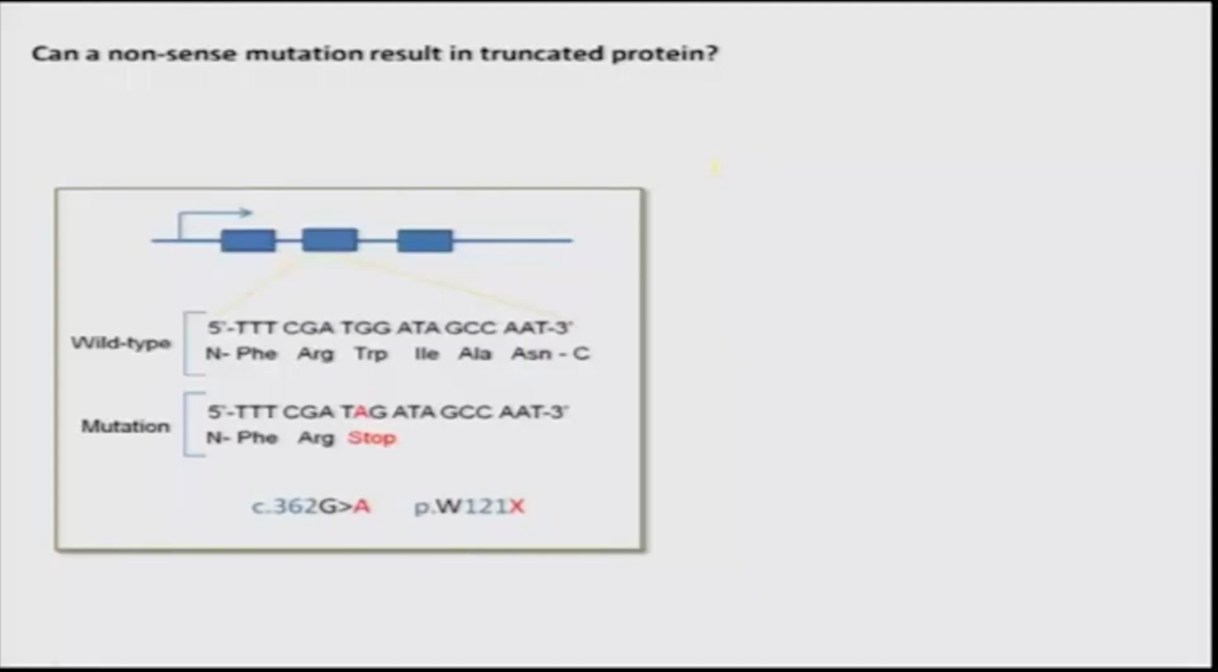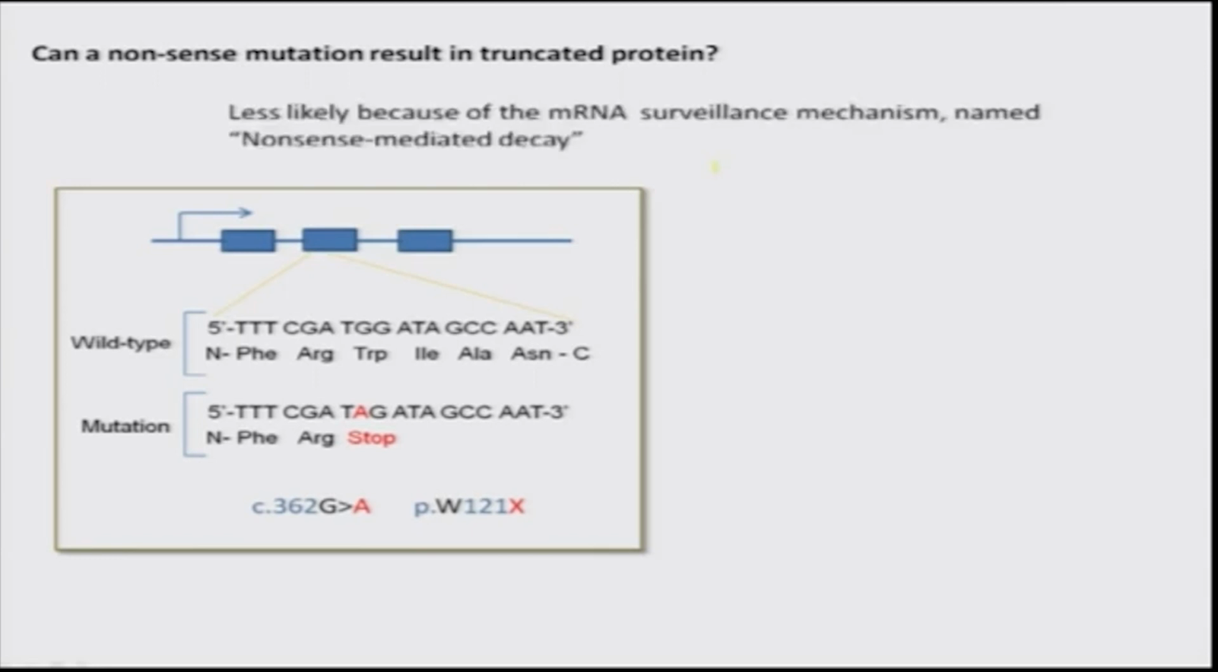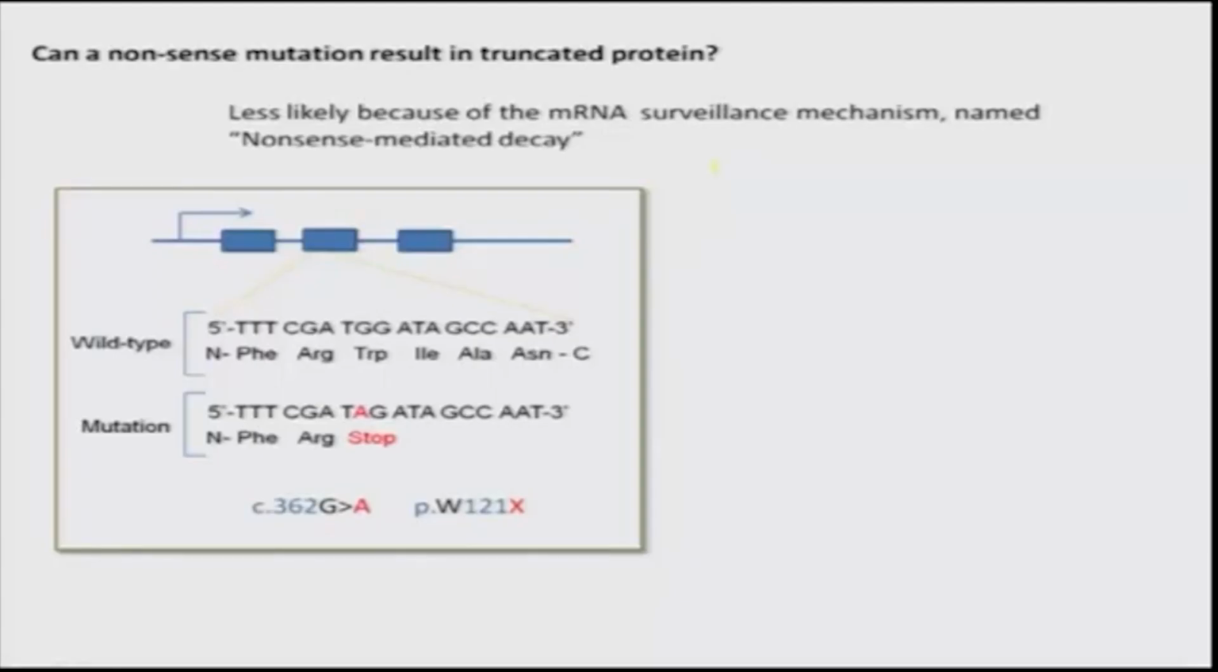So the question we are going to ask is, can a nonsense mutation, meaning a mutation that gives a stop codon as the message instead of an amino acid, result in a truncated protein? If you have such a change, that is going to tell the protein synthetic machinery that you have to stop here, like what is shown on the screen. So would it result in a truncated protein? Less likely, because in your cell you have a quality control mechanism called the mRNA surveillance mechanism, and the technical name for this mechanism is nonsense mediated decay.